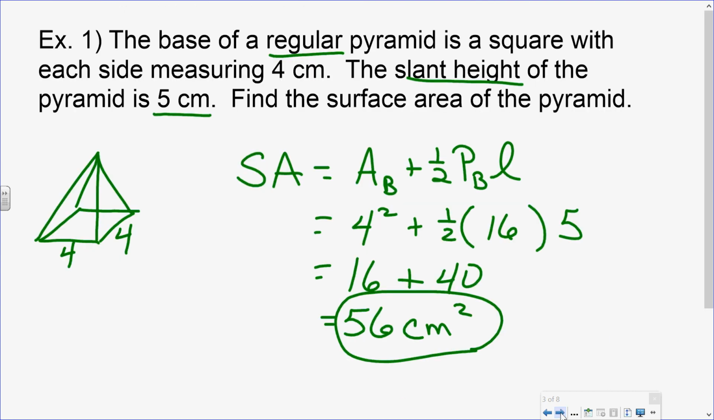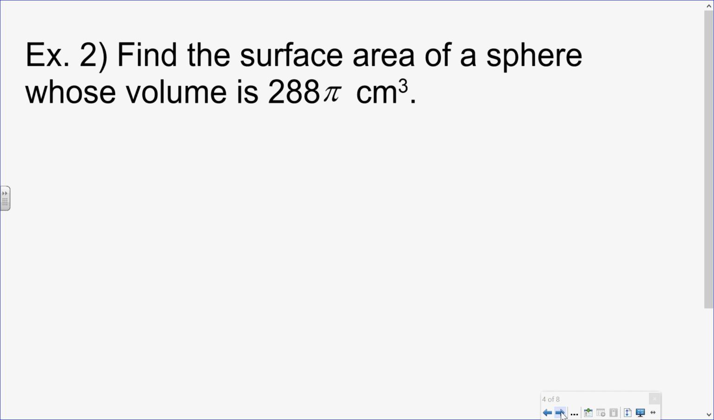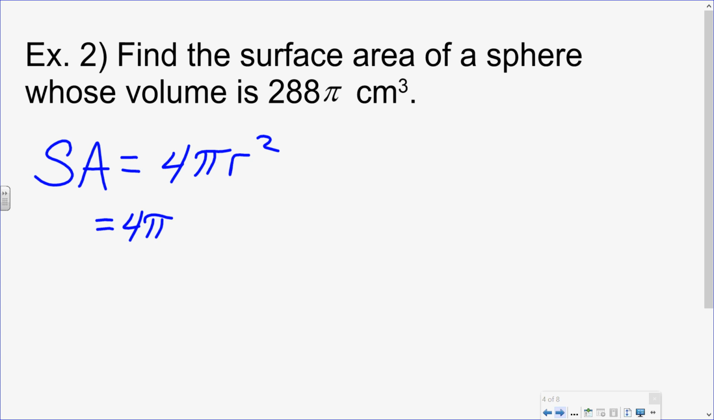Okay, let's try another example then. Let's get some that are a little bit more involved here. So now I need surface area of a sphere. Okay, so I've got to remember the surface area of the sphere. Somebody unmute and remind me what that one was. 4 pi r squared. So all I need to do is plug r in there.